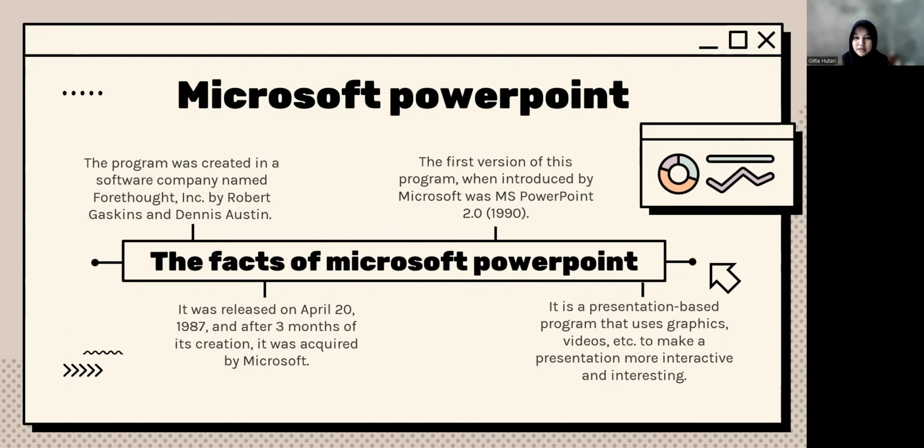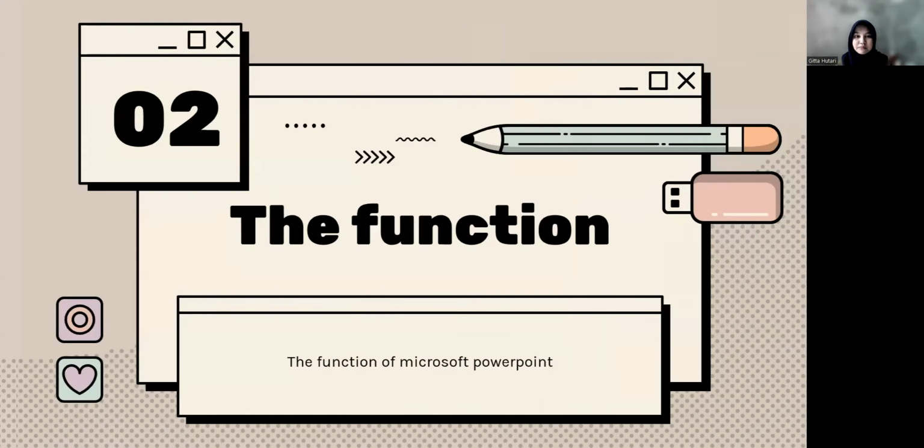And also, the fact of Microsoft PowerPoint is the program was created in a software company named Forethought Inc. by Robert Gaskins and Dennis Austin, and it was released on April 20, 1897, and after 3 months of its creation, it was secured by Microsoft. And the first version of this program, when introduced by Microsoft, was Microsoft PowerPoint 2 in 1990. And it's a presentation-based program that uses graphic videos to make a presentation more interactive and interesting.